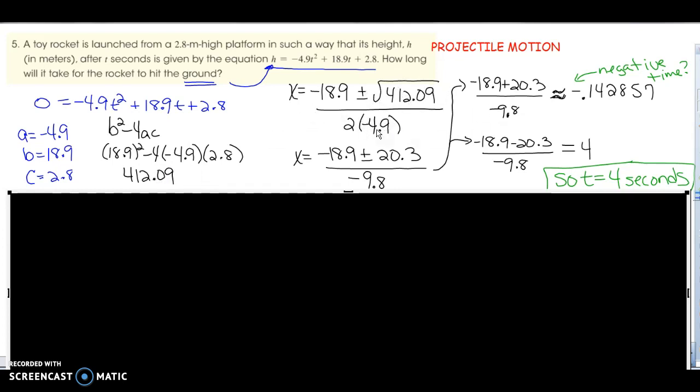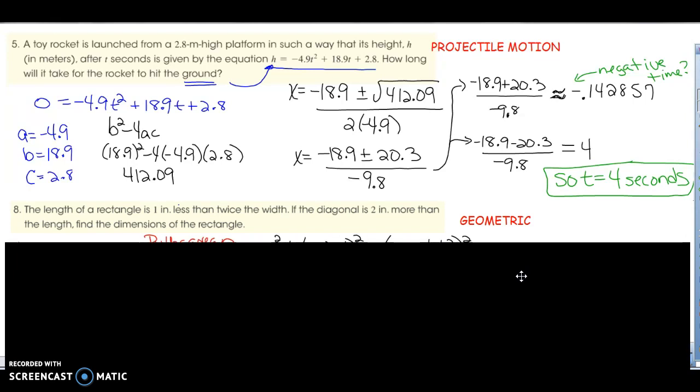Simplifying this using the calculator, and then separating this so that we could simplify it even further, we have negative 18.9 plus 20.3 divided by negative 9.8. And then we have the other one, which is negative 18.9 minus 20.3 divided by negative 9.8. Plugging all of this into the calculator, these are the two solutions we came up with. Now remember, we were looking for the time that this would take to land on the ground. Since time cannot be negative, our final answer will be 4 seconds to turn in.